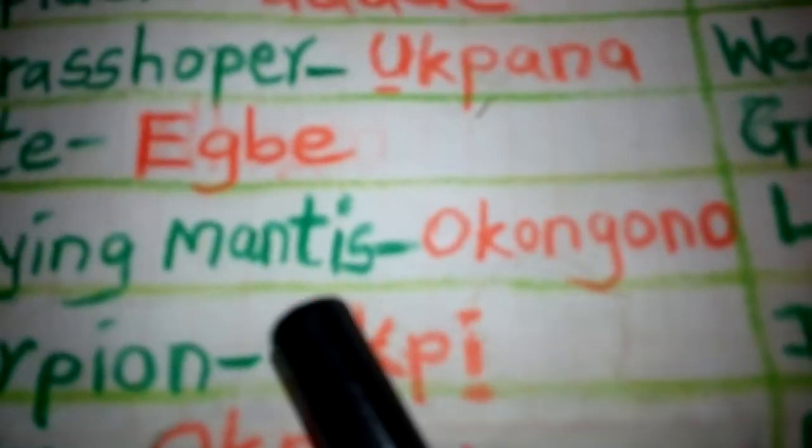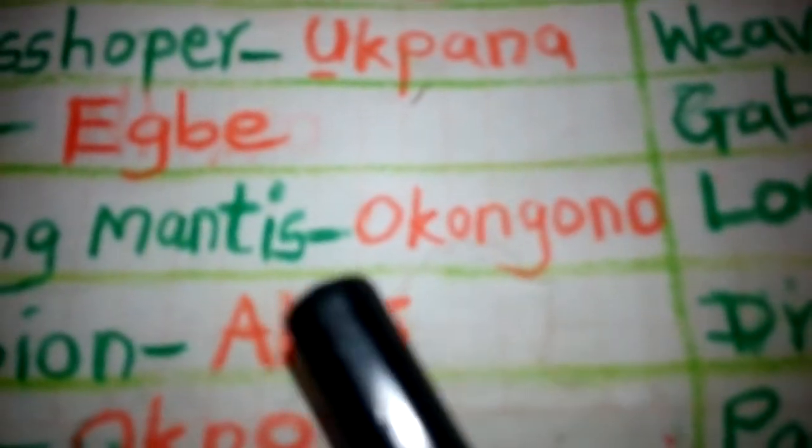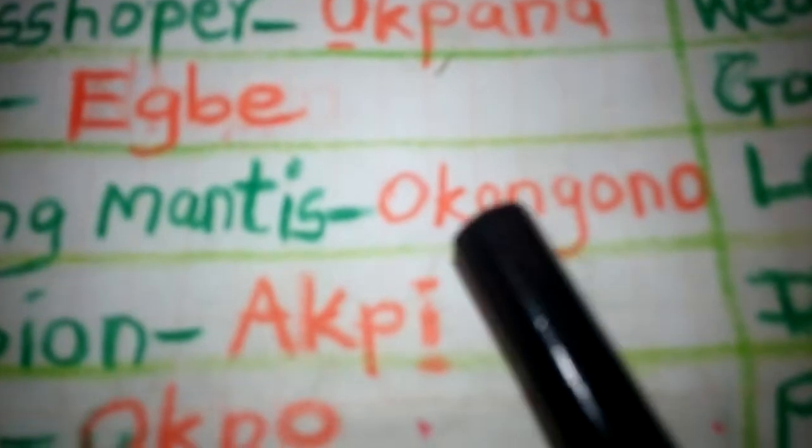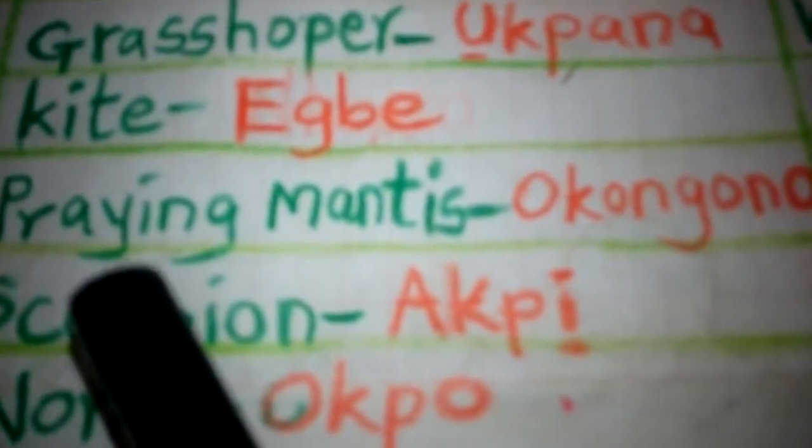Okongono. There's a music we used to sing. Okongono imara onye na kwa okwa ni soya. Isoya. So that is Okongono, that is a plain mountain.